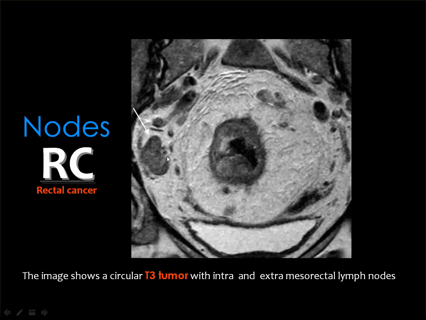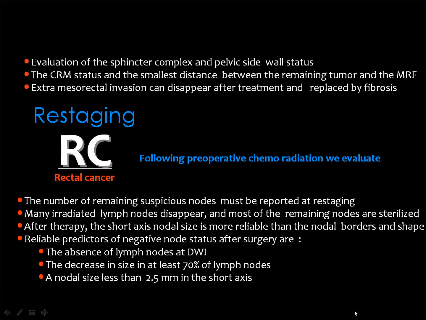Another lymph node, and you see that this is a relatively big lymph node which is outside the confinement of the mesorectal fascia, and this is the tumor itself. Then, as I have mentioned, if you have an advanced stage of the tumor with invasion of the mesorectal fascia or extra mesorectal lymph nodes, you may need preoperative chemotherapy or radiation to downstage the tumor, and then you can operate.